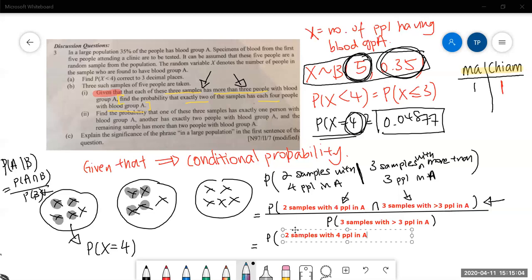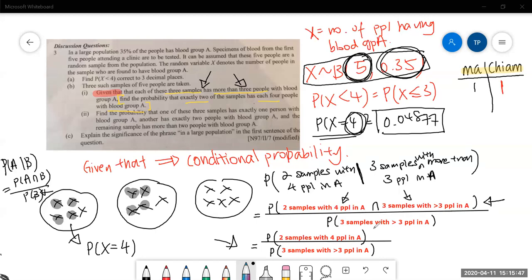So when it comes to doing conditional probability questions, you have to analyze. Well, isn't that just copying? Copying what? Nothing. So far up to this point, you understand? Yeah. Okay, so then what now?